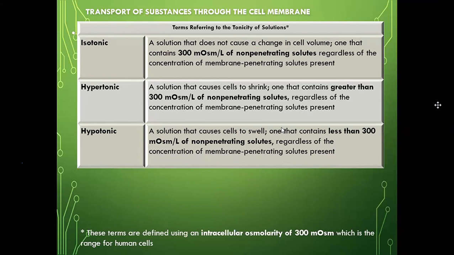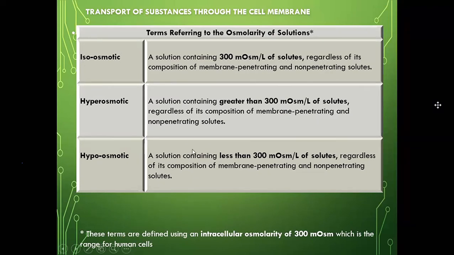Isotonic, a solution that does not cause a change in cell volume, one that contains 300 milliosmol per liter of non-penetrating solutes, regardless of the concentration of membrane-penetrating solutes present. Hypertonic, a solution that causes cells to shrink, one that contains greater than 300 milliosmols per liter of non-penetrating solutes, regardless of the concentration of the membrane-penetrating solutes present. Hypotonic, a solution that causes cells to swell because the solution contains less than 300 milliosmol per liter of non-penetrating solutes, but it is the water that will move.